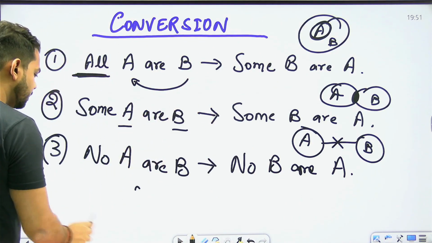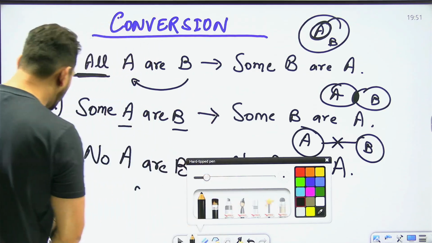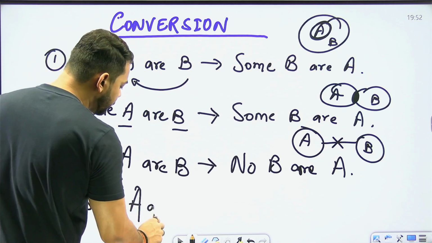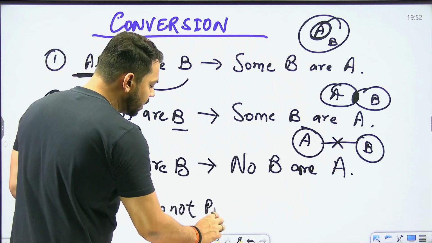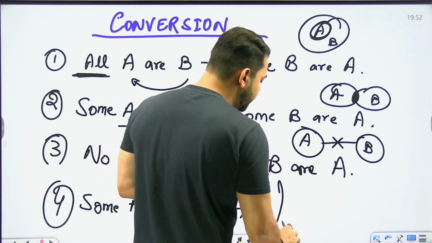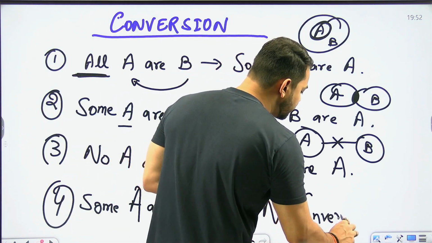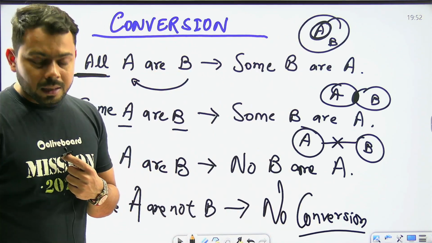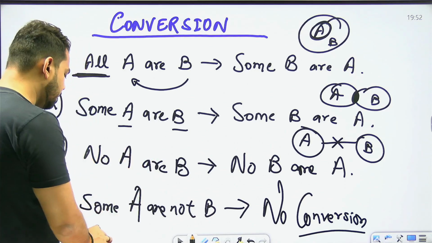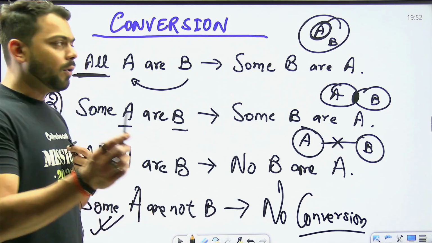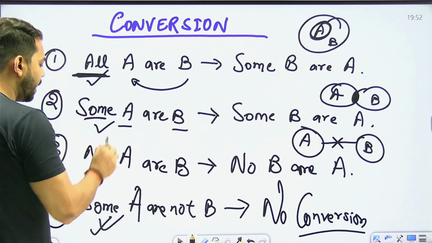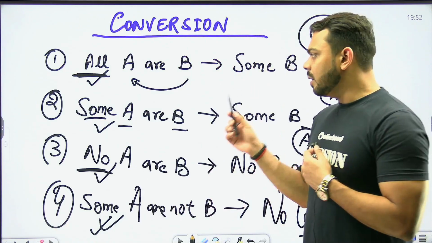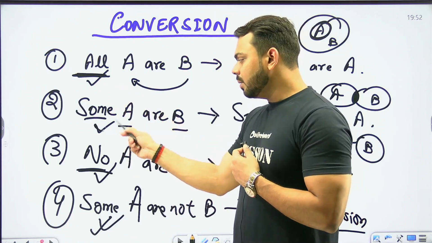If we talk about the some-not type of statement, if it is given some A are not B, then there is no conversion for this type of statement. For some-not type of statement, there is no conversion. The conversion will be done only for all type, some type and no type. Please remember these things.